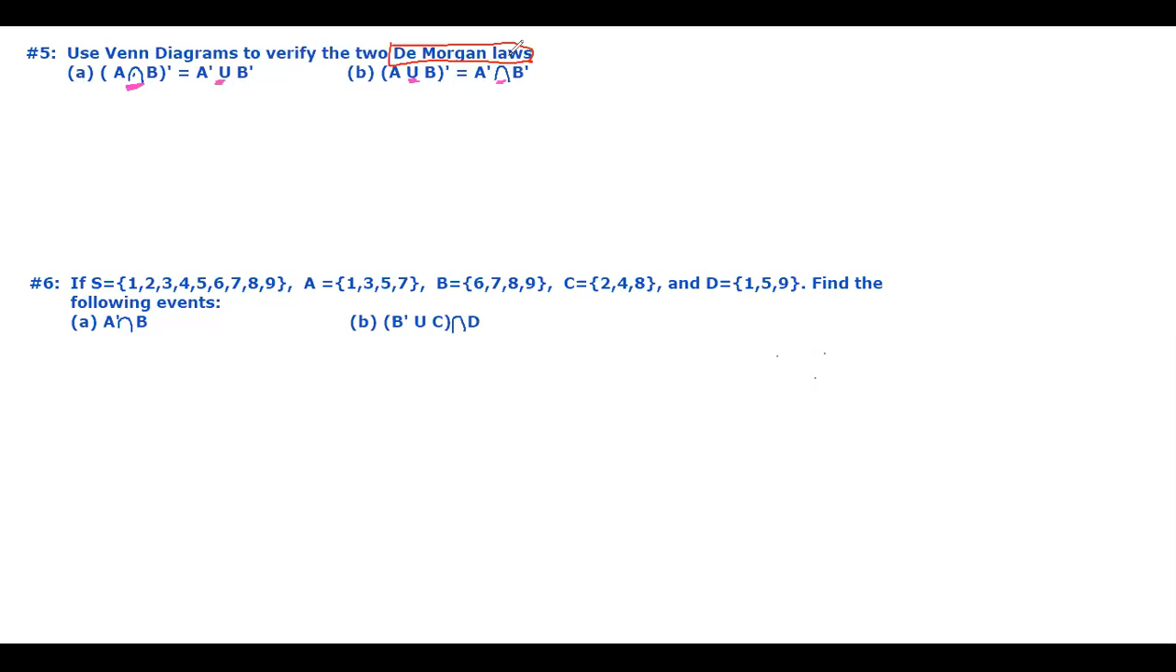Okay, so here they say use the Venn diagram to show this. So let's take a look. This is the Venn diagram. My A is this one, and the B is this one. So this is B, this is A. Let's do the left-hand side first, then do the right-hand side to see if they are equal. Okay, so take a look here.